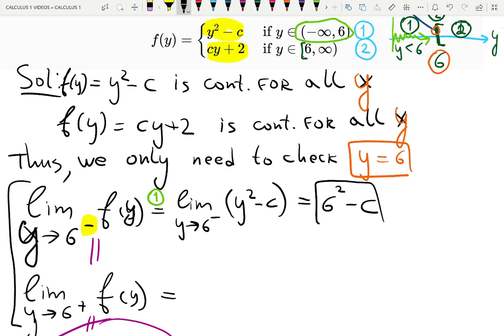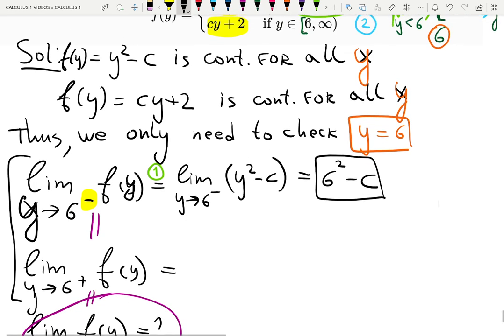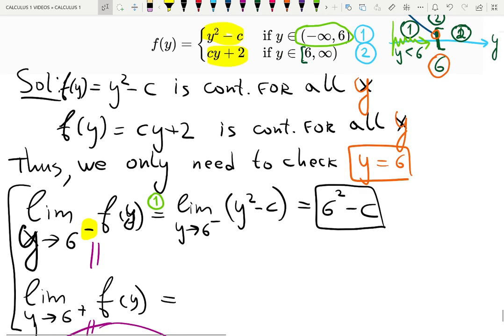And this is the answer for the left limit. Put this in the box, it will be important. Repeat for the second equation. When inputs are approaching 6 from the right, it means the inputs are always greater than 6, but close to it. That means we're working with equation number 2.